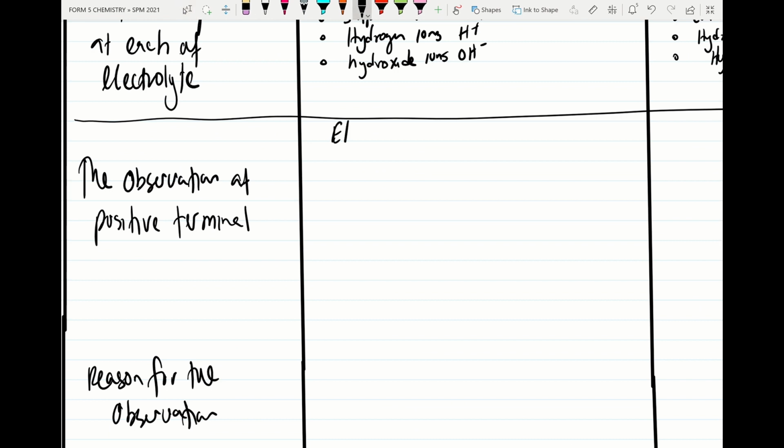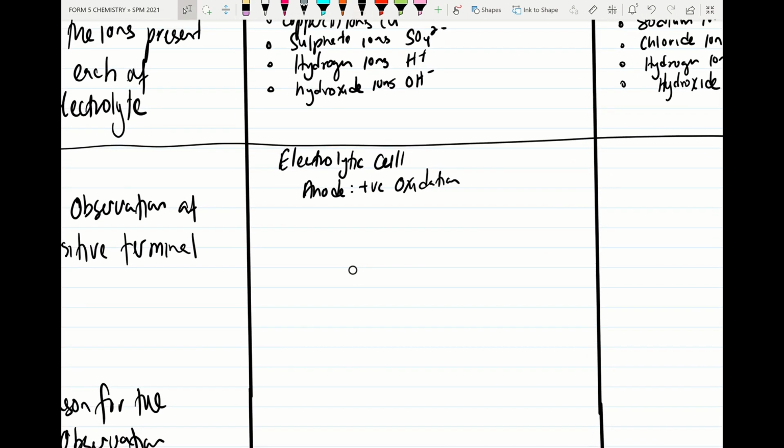Please remember this is known as electrolytic cell. So electrolytic cell, the positive terminal will be anode. Anode will be positive terminal. It will undergo oxidation. So anode, the ions that are attracted to anode will be hydroxide ion and sulfate ion.